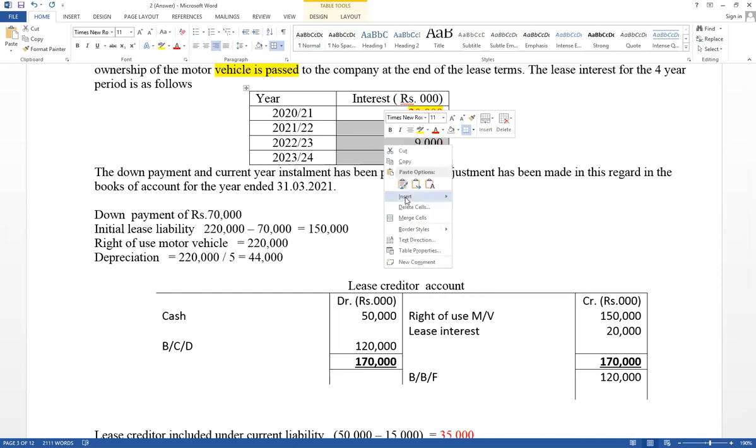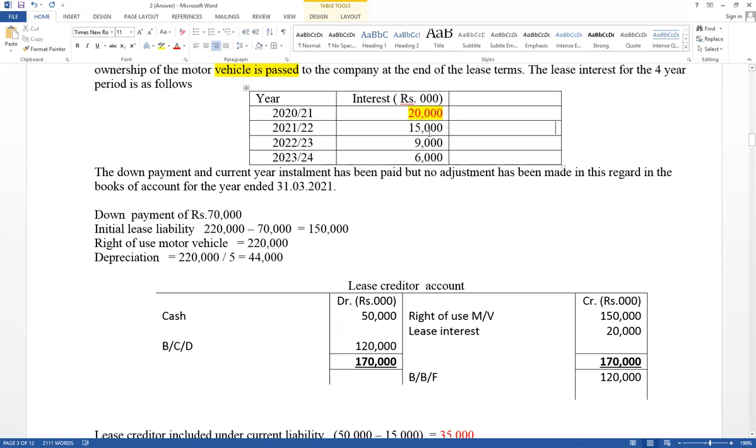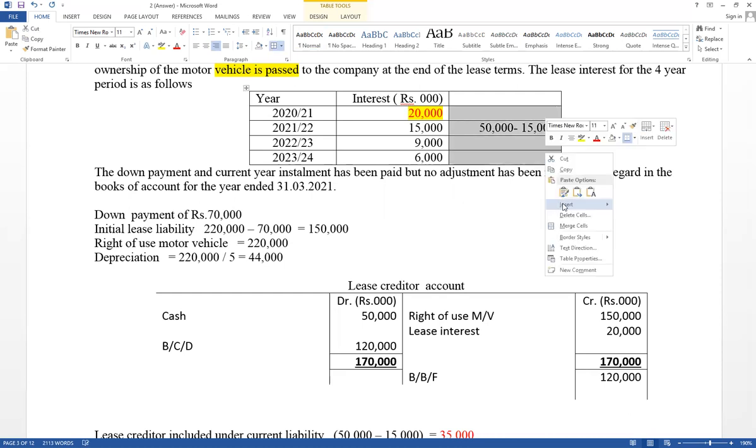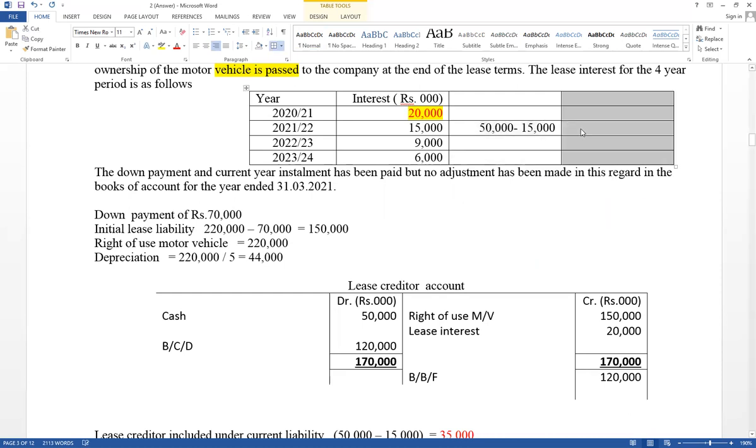Think about this one. For lease creditor current liability, the installment minus next interest should be included: 50,000 minus 15,000. This is the value that should be included under current liability. If interest is given separately like that, the lease creditor can be recognized this way.